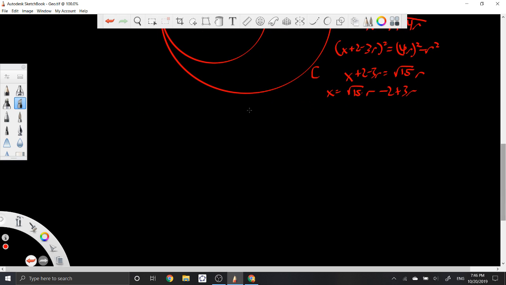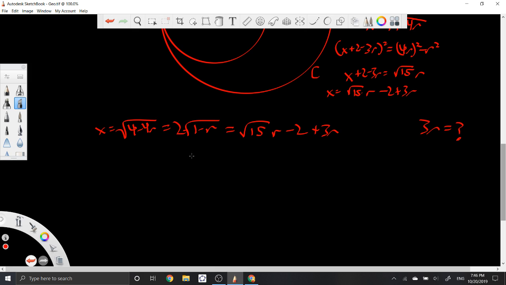So now we can set these two equal. So we have X equals square root of 4 minus 4R. So let's just write it as 2 square root of 1 minus R. And it also equals square root of 15 times R minus 2 plus 3R. And at this point, what we really want is the radius of D, so 3R. So at this point, we have everything we need. Let's solve.